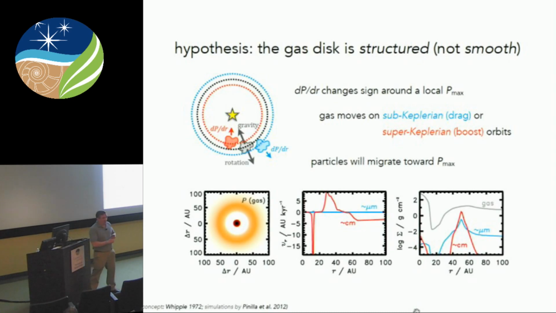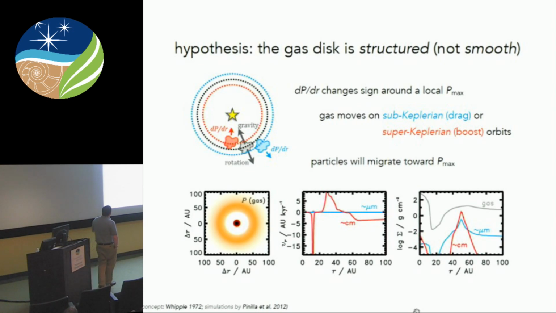Basically, these things were worked out by people like Whipple in the 70s, and they already came up with the solutions for this, not really appreciating that it was a problem yet, but just considering all possibilities. And so the one thing that we'd like to tweak to make all this work is the underlying assumption that the gas disk is smooth, right?